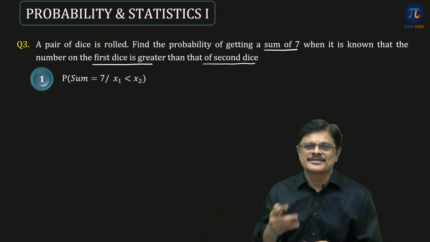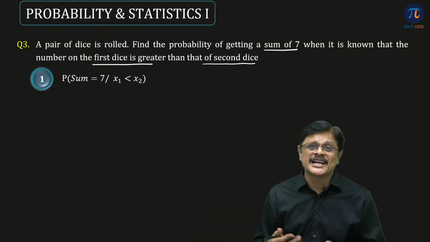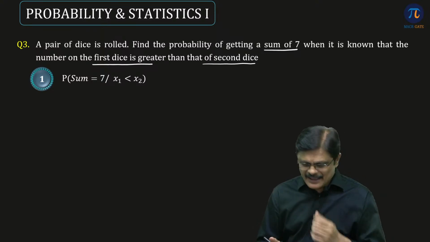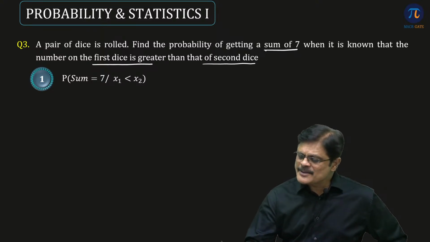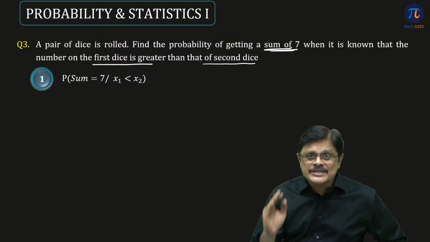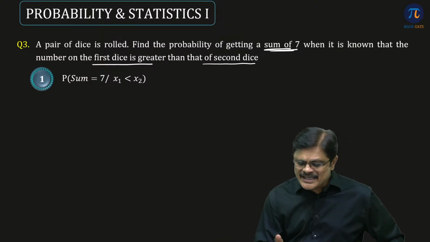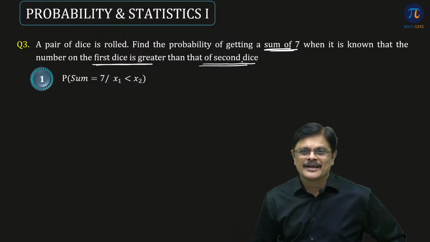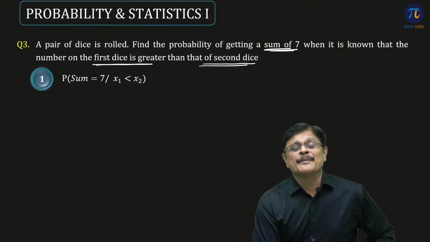Sometimes people do reverse. They misunderstand the problem. Am I clear? You need to read carefully, my dear friends. Here what is mentioned? What is the probability of getting sum equal to 7 when it is known that the number on the first die is greater than the number on the second die? Sometimes the same question can be asked like that.